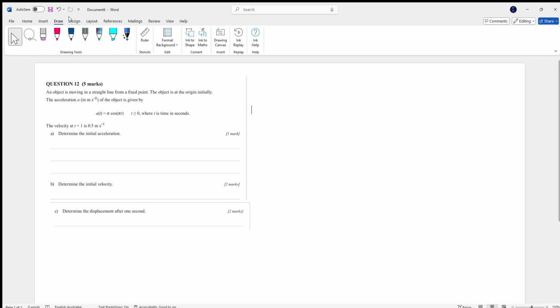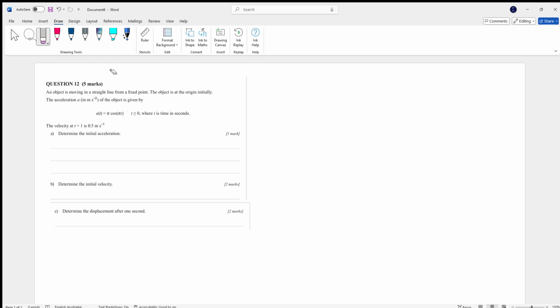So question 12. An object is moving in a straight line from a fixed point. The object is at the origin initially, and the acceleration a in meters per second squared of the object is given by this. As we can see, it's a function of time, and it's measured with a cosine curve, where t is bigger than 0 and t is time in seconds. The velocity at t equals 1 is 0.5 meters per second.